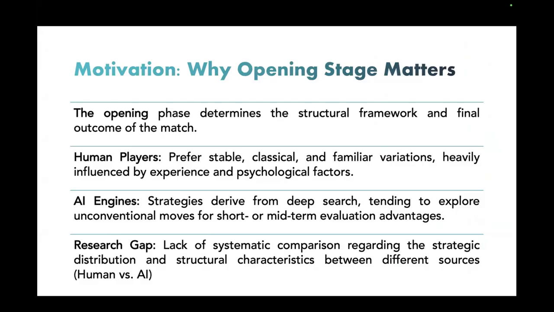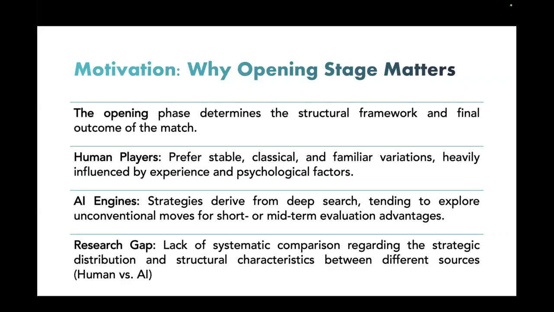The situation is in stark contrast to modern AI agents. AI agents build strategies through deep search and self-play. They lean towards unconventional moves that deliver a short-term advantage and explore new paths, even if it means a momentary drop in win rates. This fundamentally different approach means their opening trees are structurally divergent from ours. This difference leads directly to our research objective.